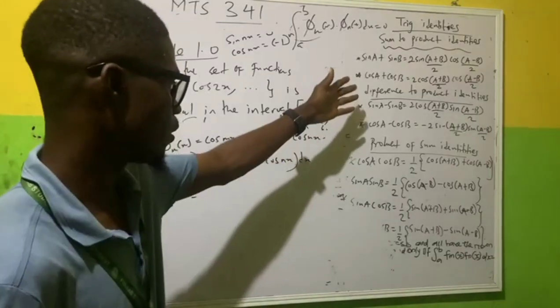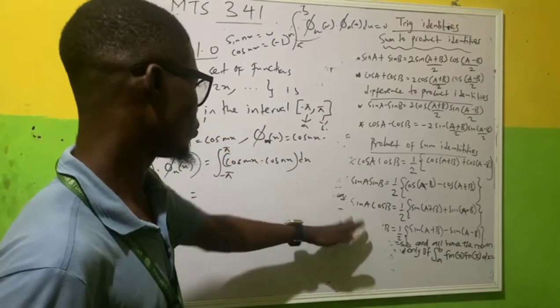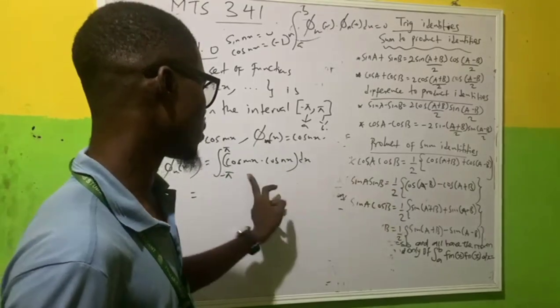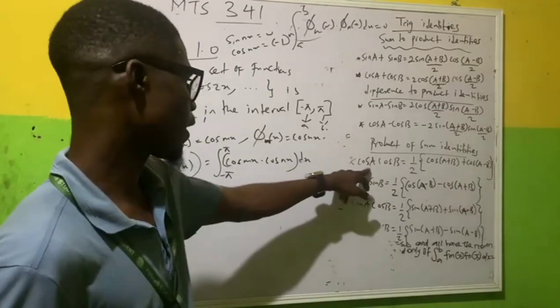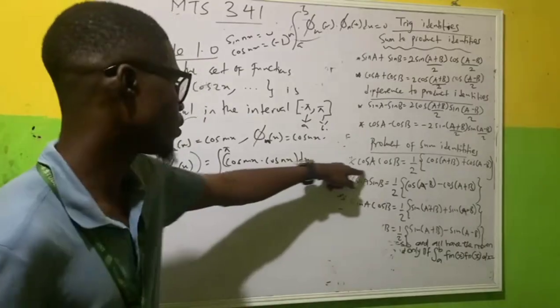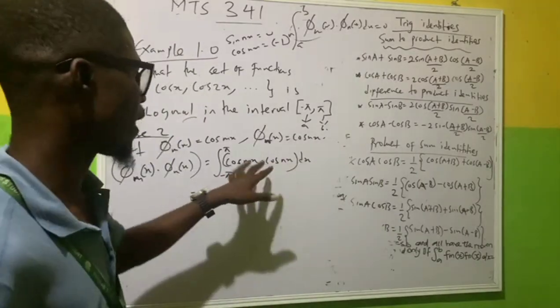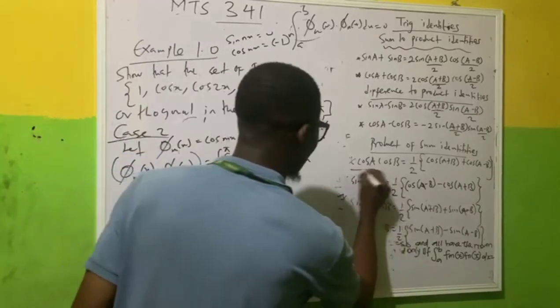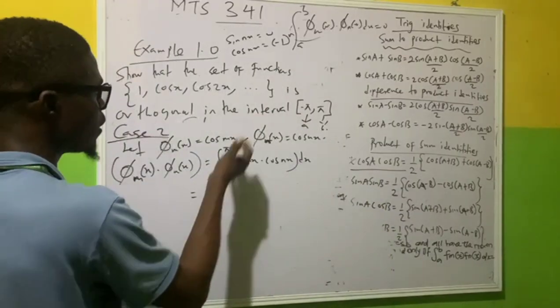The product to sum rule. Now look at here clearly. Look at here very well. The product to sum rule. We are having cos this and this, so we'll be using this one. So we are going to be applying this one to this so that we can express this one in this format, so it can be easy for us to solve the problem. So look at this now. Applying the trigonometry identity.